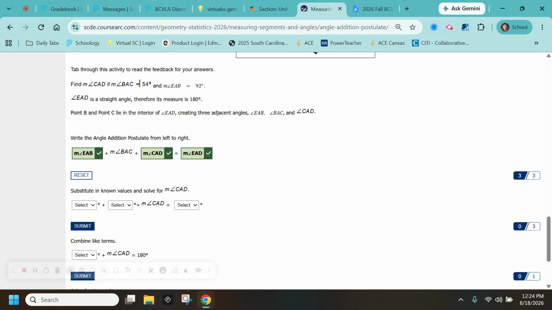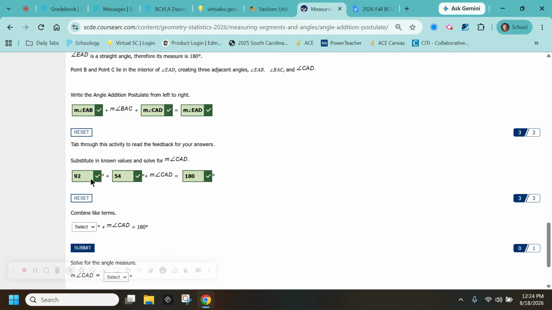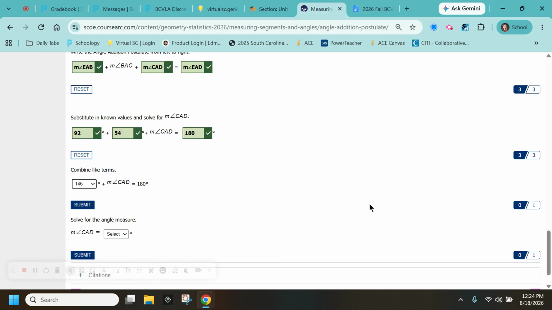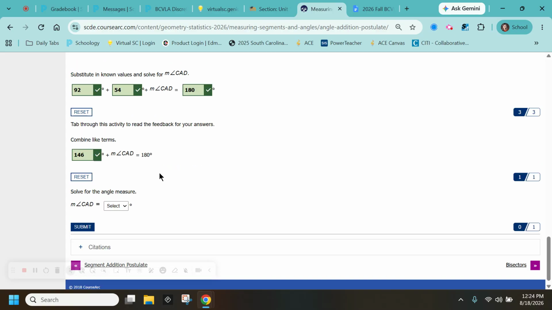Then we're going to substitute the values in from up here. So we know EAB is 92. We know that BAC is 54. And a straight line is 180. Combine your like terms, 92 and 54 make 146. And then subtract 146 from 180, and you get 34.